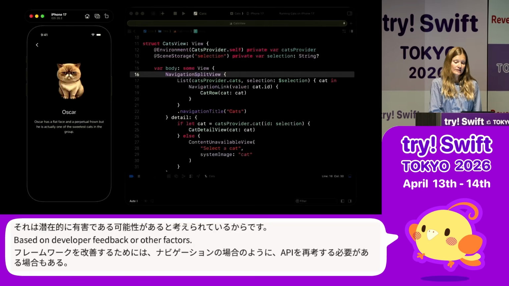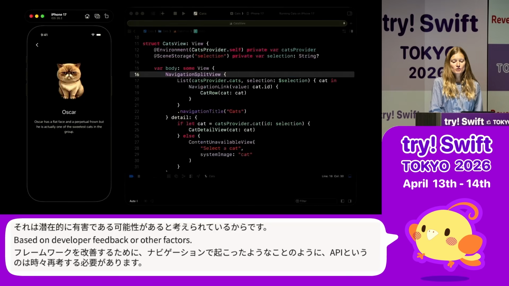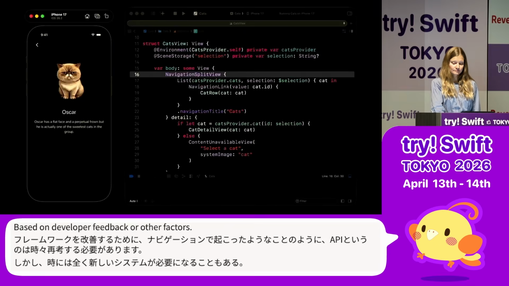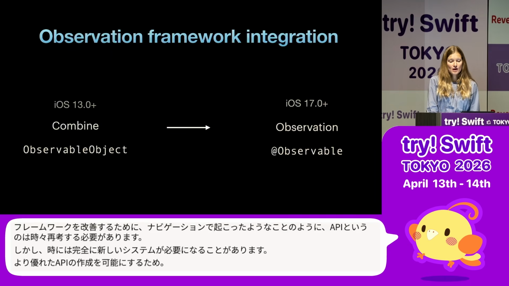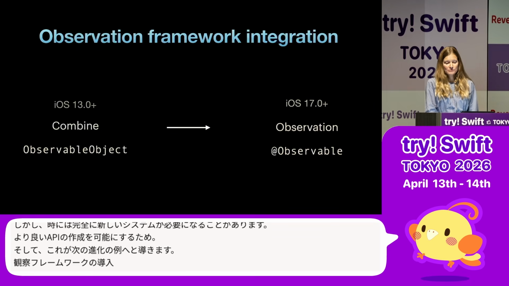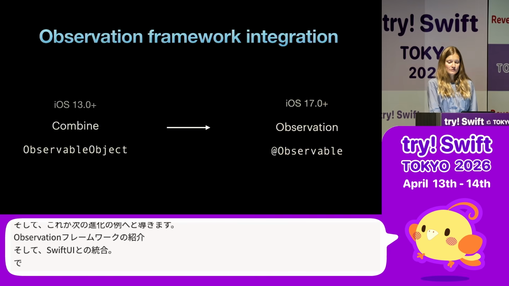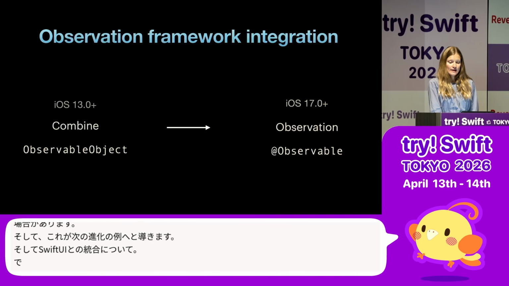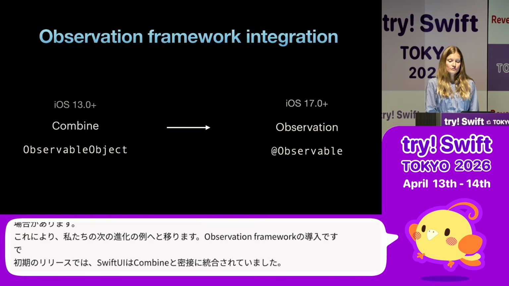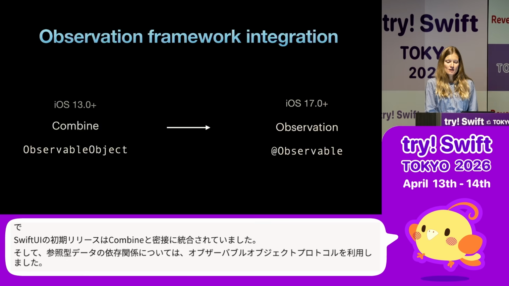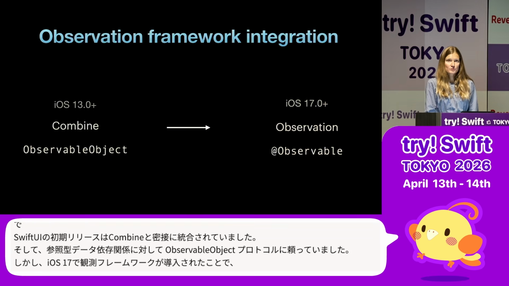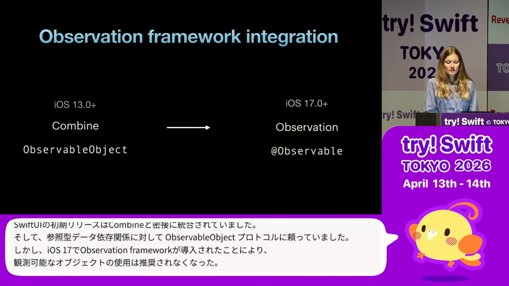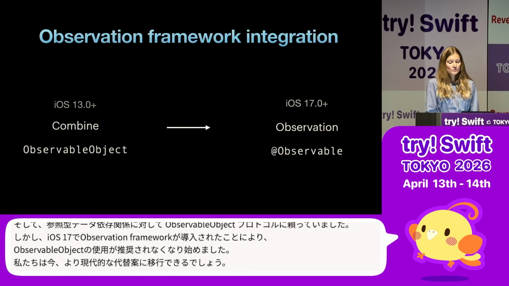But sometimes there needs to be a completely new system in place to enable the creation of better APIs. And this brings us to our next evolution example, the introduction of the observation framework and its integration with SwiftUI. In early releases, SwiftUI was tightly integrated with Combine, and we relied on the observable object protocol for reference type data dependencies. But with the introduction of the observation framework in iOS 17, the usage of observable object started to be discouraged. We could now move to a more modern alternative, the observable macro. Let's see why this move was needed.